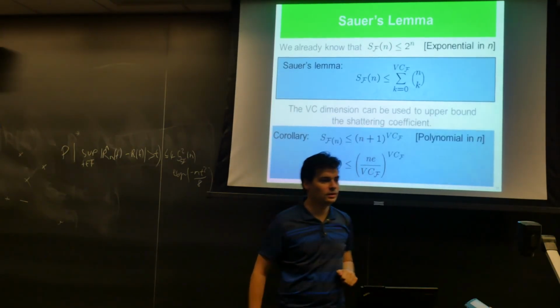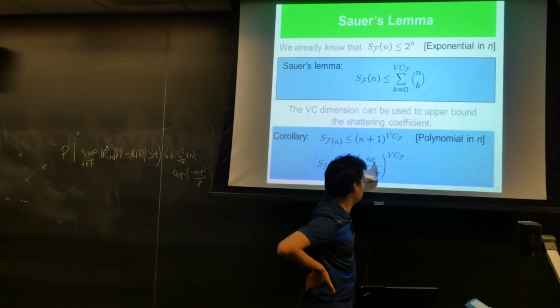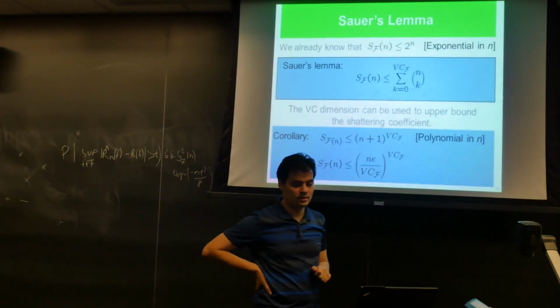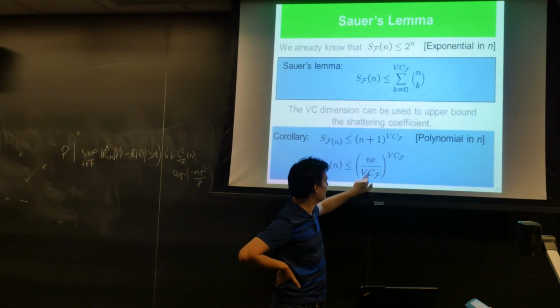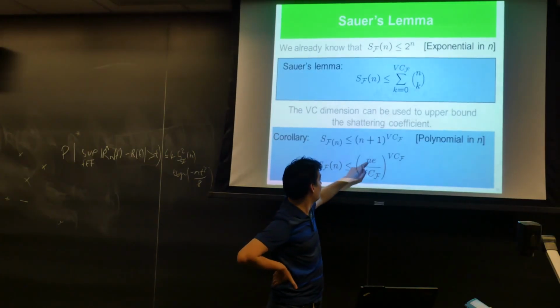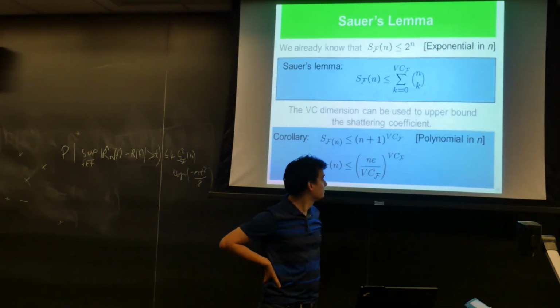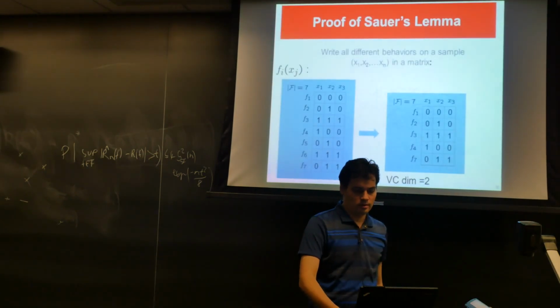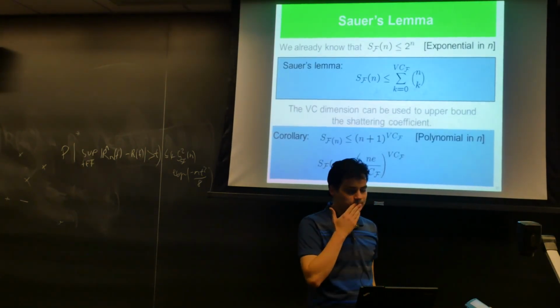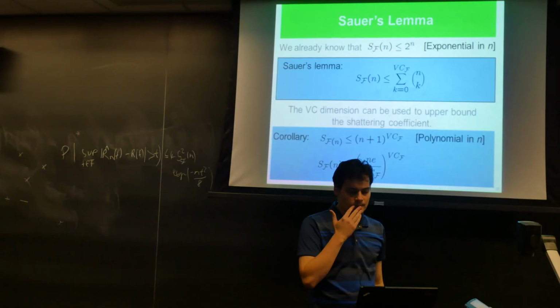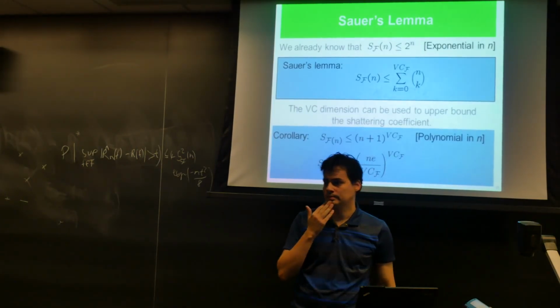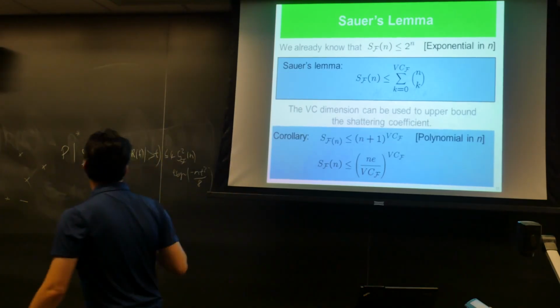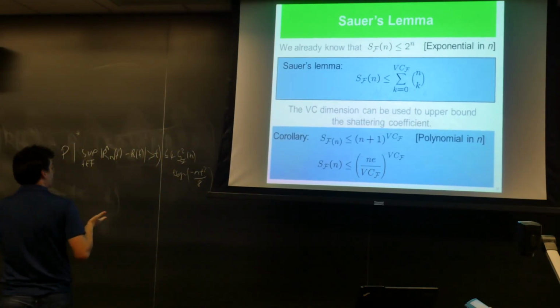Is e like the 2 point something? Yeah, e is the Euler constant. That's why I'm saying the VC dimension is bigger than, say, 3. Then this term just looks better than this. Those are asymptotically the same, right? As n goes to infinity. Sure, but these are finite results.